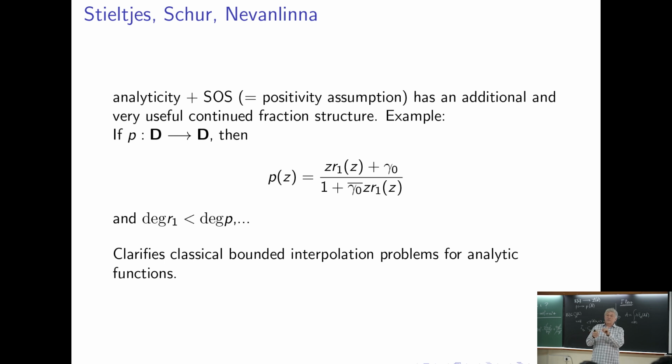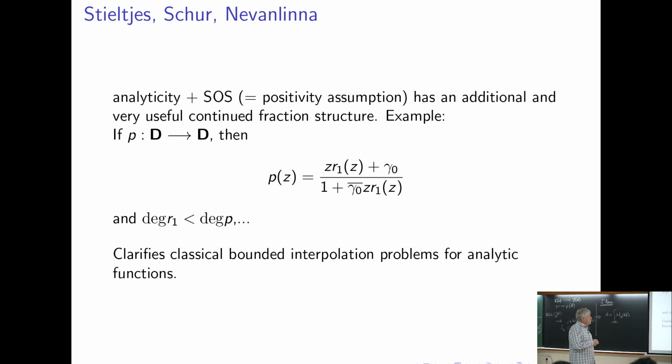which has positive coefficients. So the positivity is encoded now not in the squares, but in the coefficients of the continued fraction. And this was a major discovery. I spoke about this in one of the seminars last week, and it leads to the so-called Schur parameters and the parametrization of all analytic functions from the disk to the disk. This solves the bounded interpolation problem in a very constructive way.